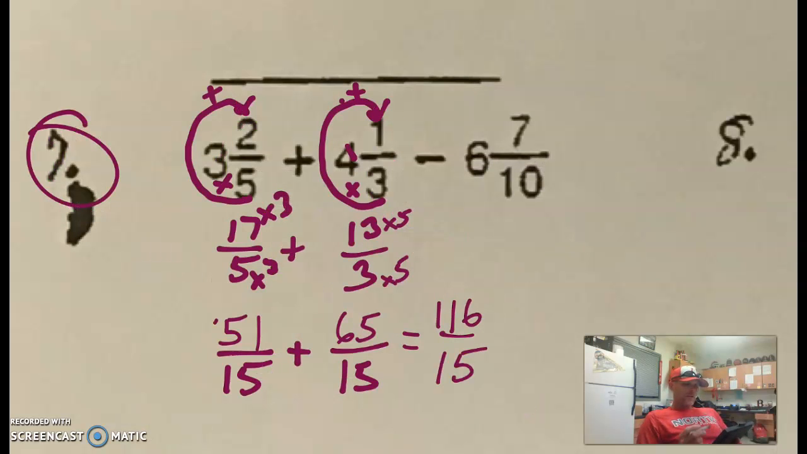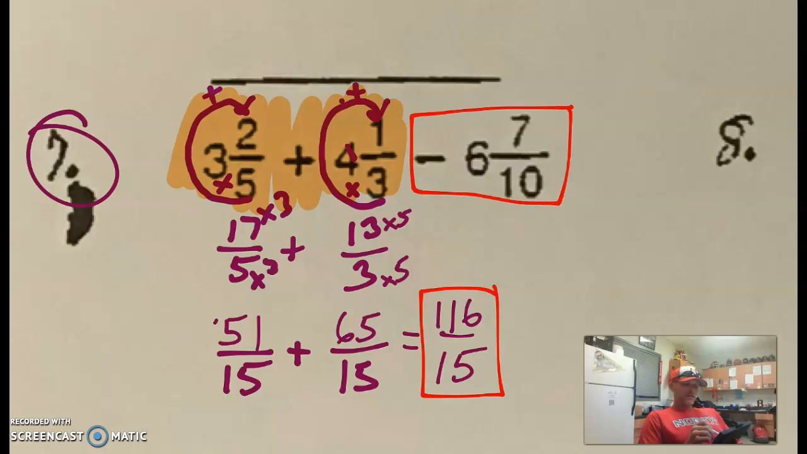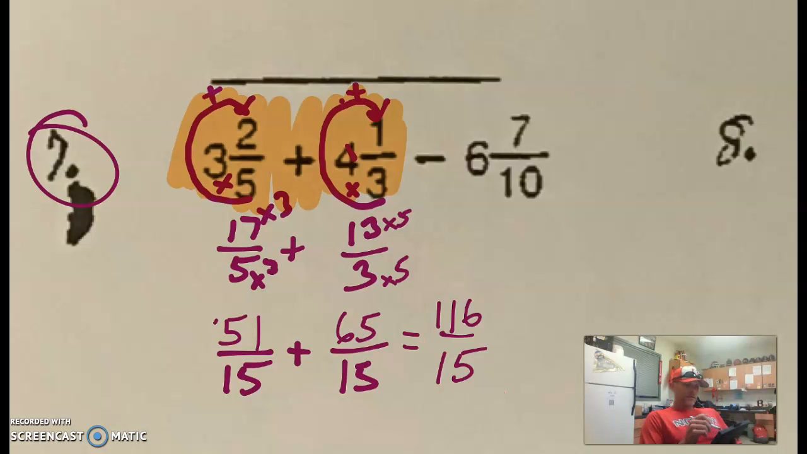So now we have already done this. So now we have 116 fifteenths minus 6 7/10. But what do we have to do with the 6 7/10 first? We've got to get it into an improper fraction. It takes 10 parts to make a whole. We have 6 wholes, so I'm going to do 10 times 6, which is 60. And then I'm going to add those extra parts. So that is 67 over 10.